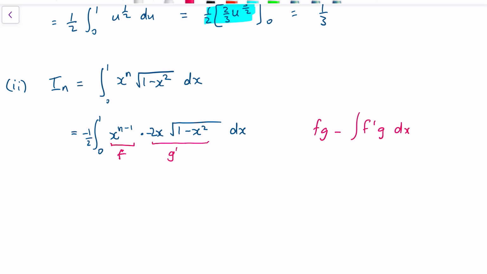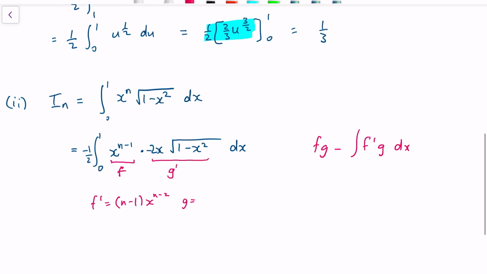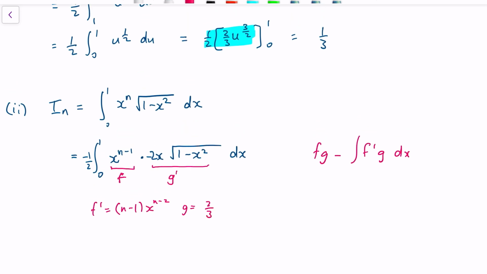Well, f is x to the n minus 1, so f dash is equal to n minus 1 times x to the n minus 2, and my g, the antiderivative there, is equal to 2/3 times 1 minus x squared to the 3/2. Differentiate that using the chain rule. The 3/2 will come down and knock the 2/3 away, so make it equal to 1. The power will drop to a half, and then we'll get a minus 2x factor, the inner function differentiated. So that's perfect.